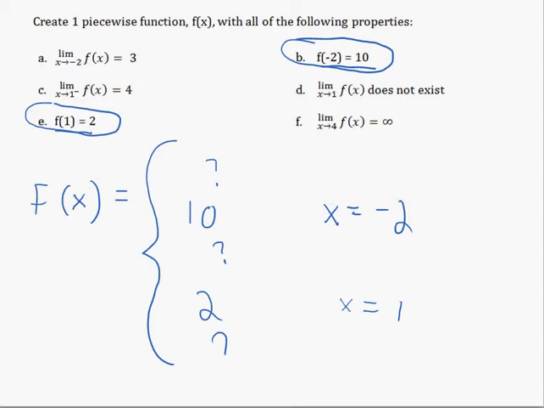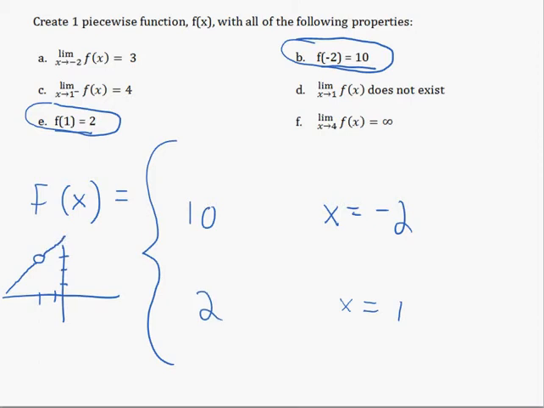So let's take a look at the other rules. Let's see if we can find some other pieces here. I need, as x goes to negative 2, the function to approach 3. So the limit has to be 3 as x approaches negative 2. Well, at negative 2, my function equals 10. I've already got that set up. But what that means is, as x goes to negative 2, let's think about this. As x goes to negative 2, I want this function to be headed to 3. That's what that says.